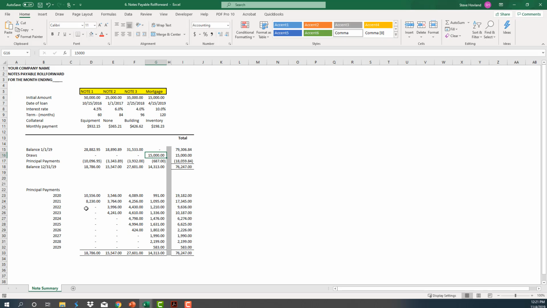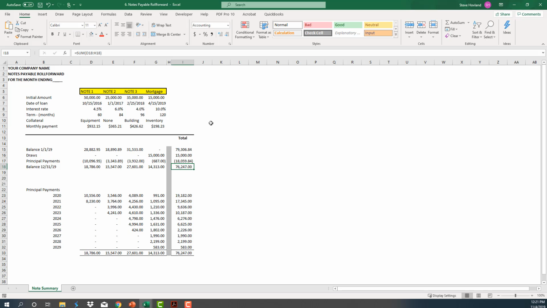So here we go, $15,000. Now your principal payments. So all the payments you made during the year that were principal, i.e. that reduced the note payable, you want to list it out against all these, because these amounts here should tie to your amortization schedule, assuming you made all your payments. And then that will tie, or should tie, to your general ledger.